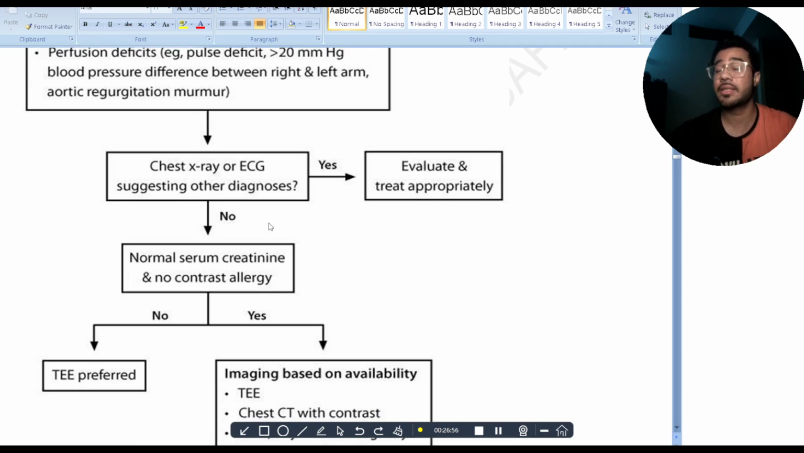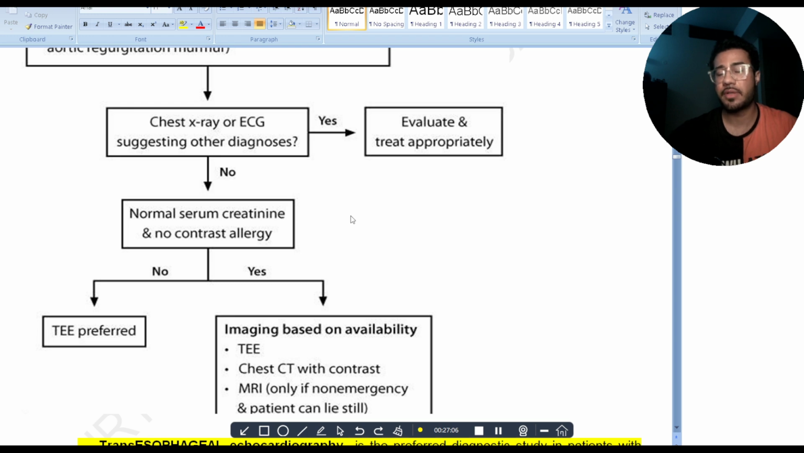If you see mediastinal widening, that further points towards dissection. And then you're gonna evaluate the patient with a CT scan that confirms the diagnosis. If the patient has an AKI due to descending dissection, you can't do a CT with contrast. You'll go for a transesophageal echocardiography instead.